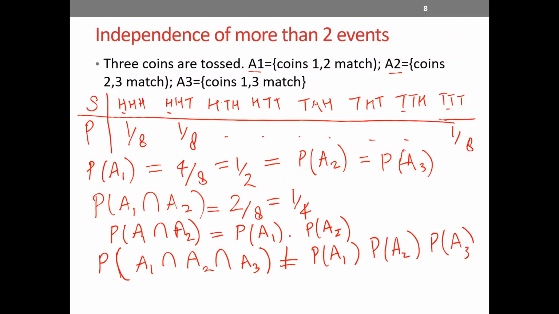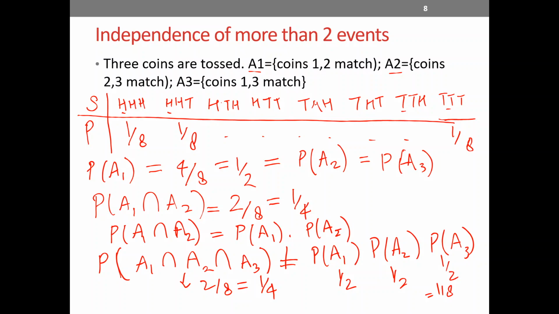How do I know that? We can figure this out. So this is probability of A1, A2, A3. So again, 1 and 2 match, 2 and 3 match, 3 and 1 match. That means all of them match. So this is 2 out of 8, right, which is 1/4. But what about the probability of these? We know that each of them has a probability 1/2, 1/2, 1/2. So this is 1/8. Right, so obviously this is not equal.